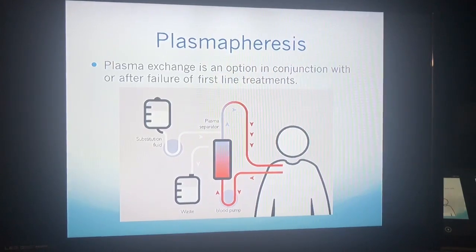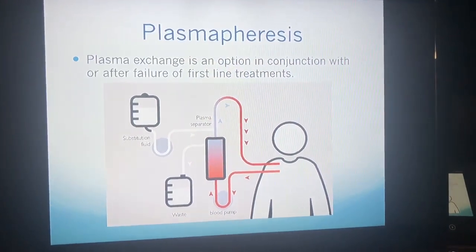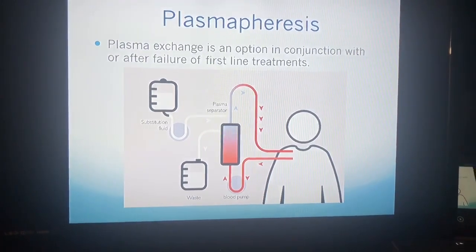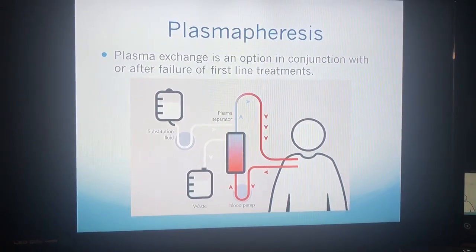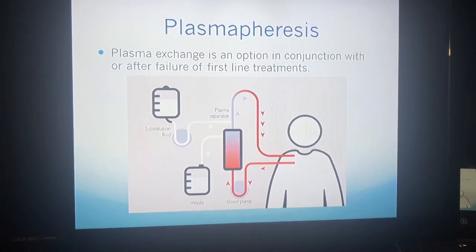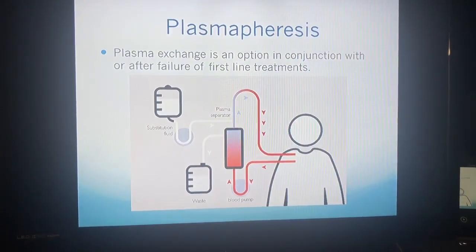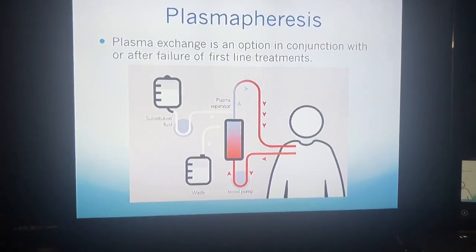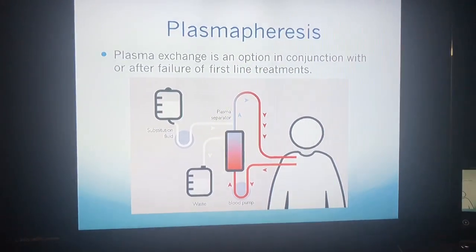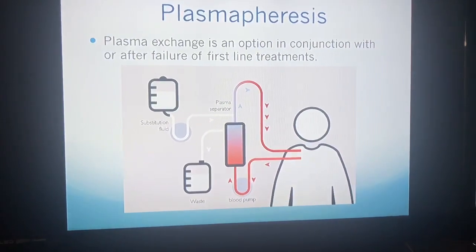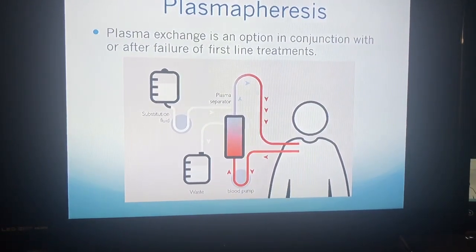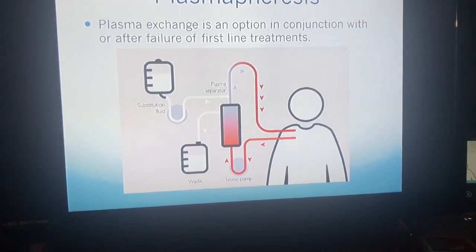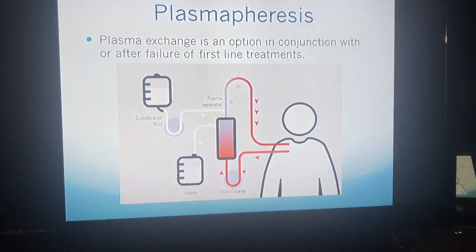As a second option, plasma exchange can be used in conjunction with or after failure of first-line treatments. Plasma exchange involves the extraction of the patient's blood, removal of the plasma that contains the antibodies that are attacking your system, and replacement with new plasma that will then be transferred back into the patient. This is considered a second-line treatment because of the 20% complication rate due to the difficulty in performing it in children and uncooperative patients. There is also an increased susceptibility to infections due to the weakening of the immune system.